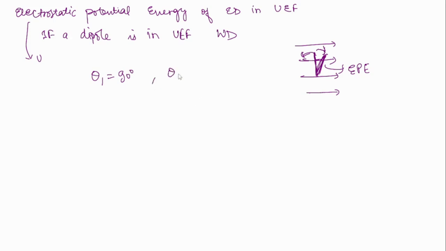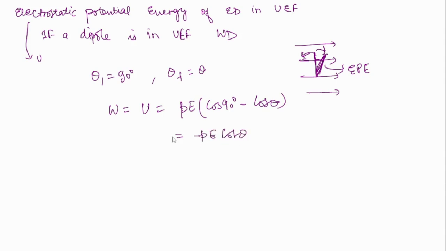That means your theta final will be theta. So you just need to put these conditions into your work done formula. The work done, which will also be the electrostatic potential energy, equals PE cos theta 1, where theta 1 is initially 90 degrees, so cos 90 degrees, minus the final condition, cos theta. We are moving it to theta. So this will be minus P E cos theta.